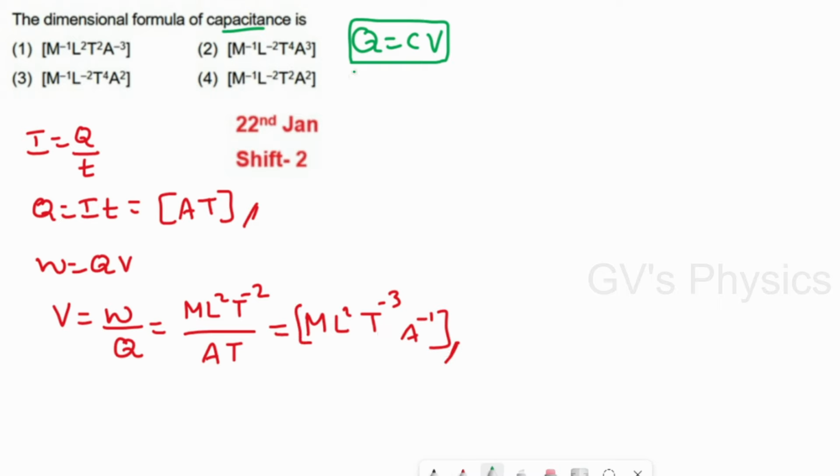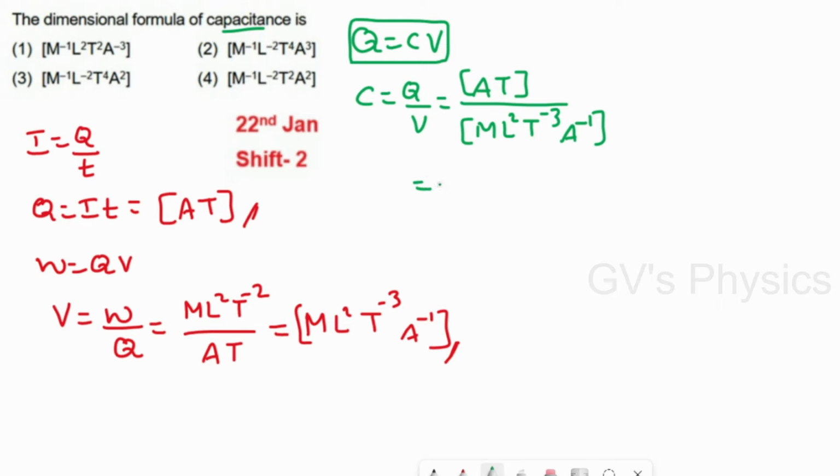Now we can substitute in this equation. C is equal to Q by V. In the place of Q, that is A into T. In the place of potential difference, M L square T power minus 3 A power minus 1. That is equal to M power minus 1 L power minus 2 T power plus 4 A power 2. So we'll check the option. Option 3 is the right answer.